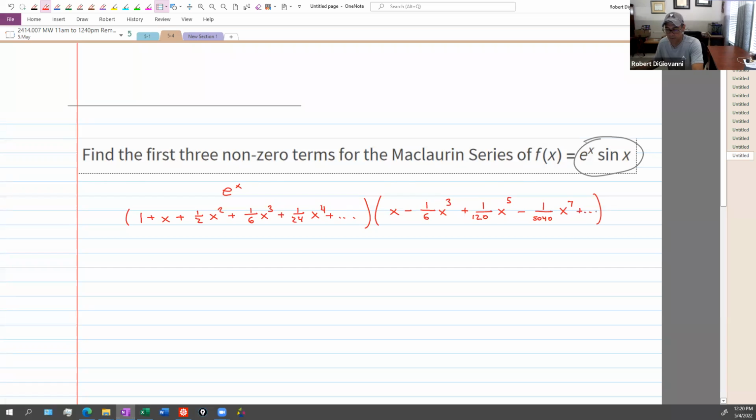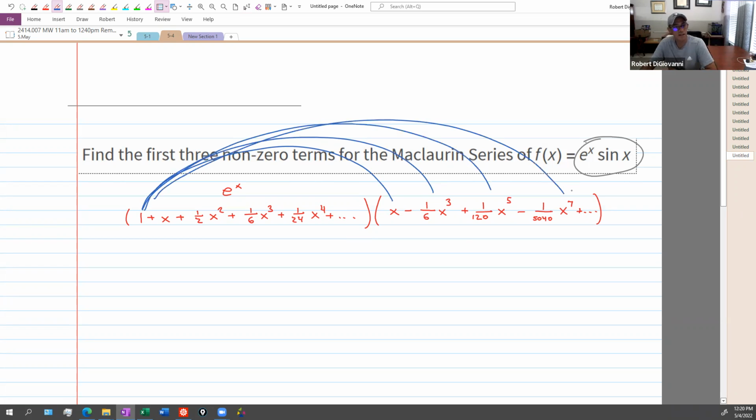Plus ... Okay. I want to multiply these two together. So I'm going to do the good old fashioned FOIL. Not FOIL, expanding. 1 times that, 1 times that, 1 times that, 1 times that, right? And when I do that, let me write out what I get. First, I get an x. Then I'm going to have a minus 1/6 x cubed, right?